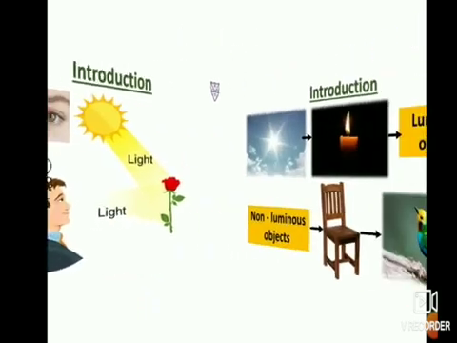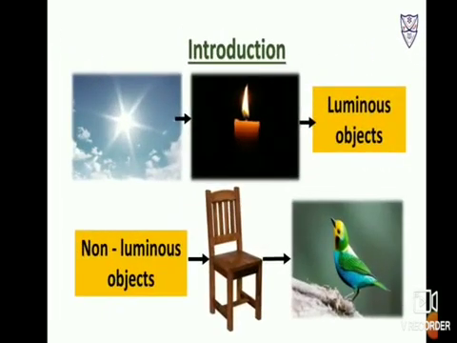Now students, we have learned about luminous and non-luminous objects. Luminous objects are the objects which give out their own light, for example the sun, a burning candle, a tube light, stars. The objects that do not give light of their own, like chair, table, bird, plant, etc., are called non-luminous objects. This we also learnt in class 5th.